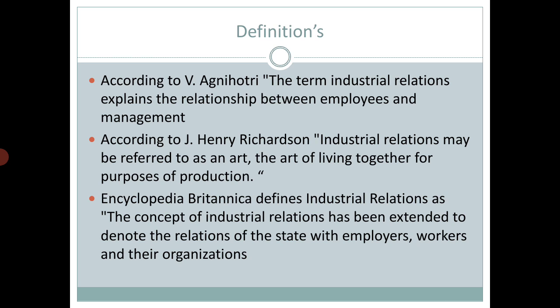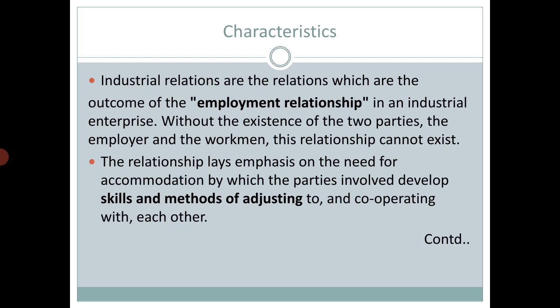See, different authors have defined industrial relations in different ways. According to V Agnihotri, the term industrial relations explains the relationship between employees and management. According to J Henry Richardson, industrial relations may be referred to as an art, the art of living together for purposes of production. Encyclopedia Britannica defines industrial relations as follows: the concept of industrial relations has been extended to denote the relations of the state with employers, workers, and their organization.